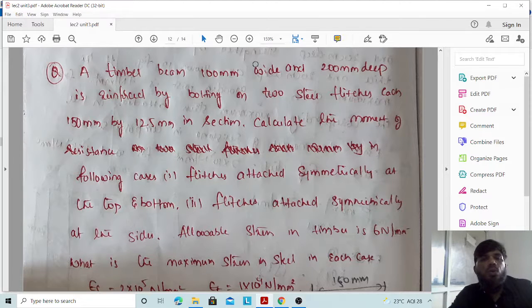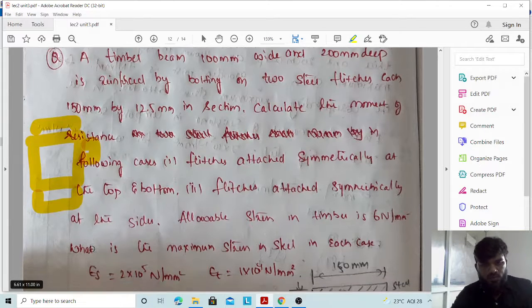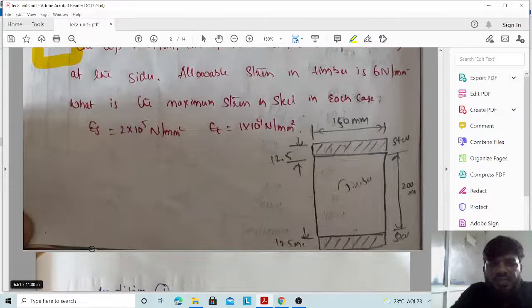If it is a whole wooden block like this, above it I am assembling one steel flitch. Below it also we have one steel flitch. So this is on two sides, flitches attached symmetrically at top and bottom. Next is flitches attached symmetrically at the sides. The second case, attached at the sides, means this way. So this is the first thing we have given.